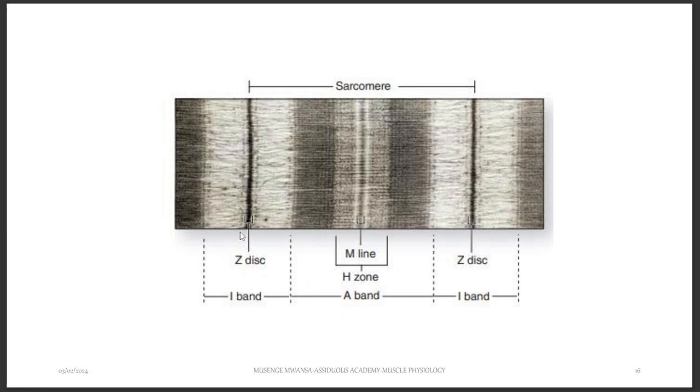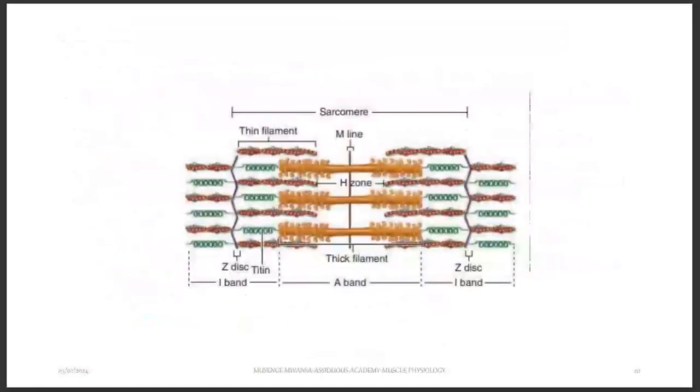And then from the Z line up to somewhere here where it's dark, that's the I band. The I band will just end here. So let me use a diagram that is much clearer. Here you can see that the A band is ending where myosin is ending, and myosin is also overlapping with actin. That still makes up the A band. But the I band will not include where the myosin is, just where the actin is ending.